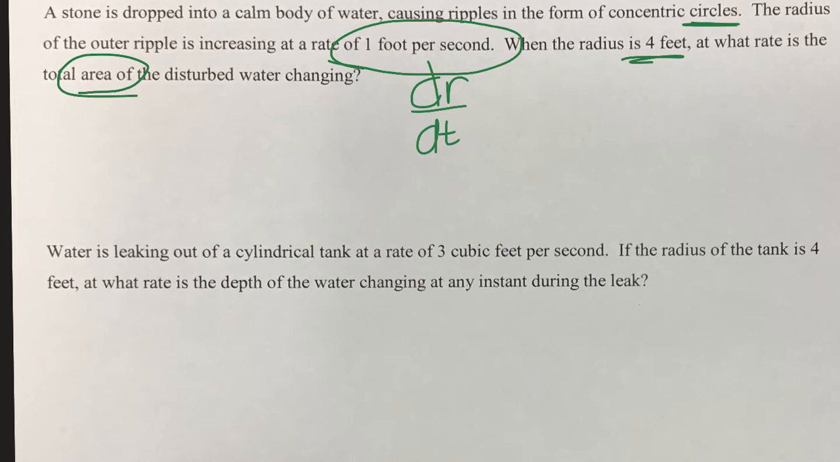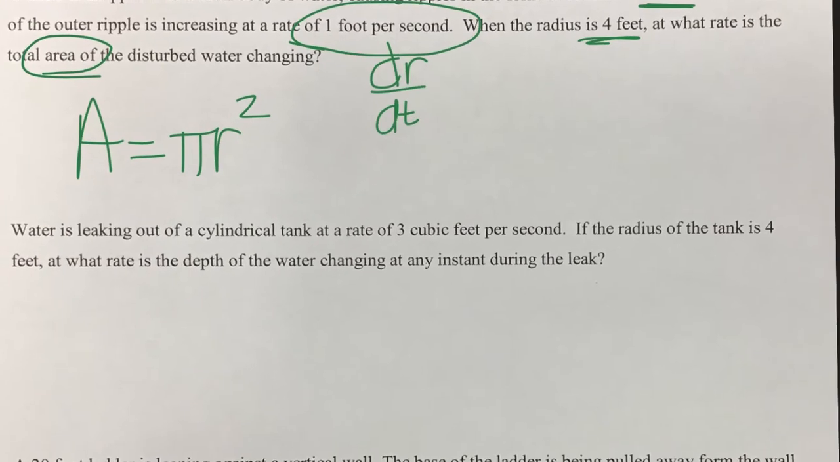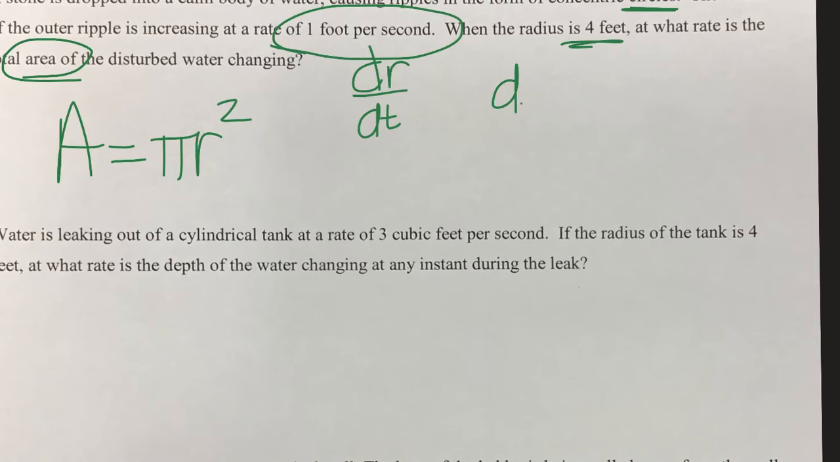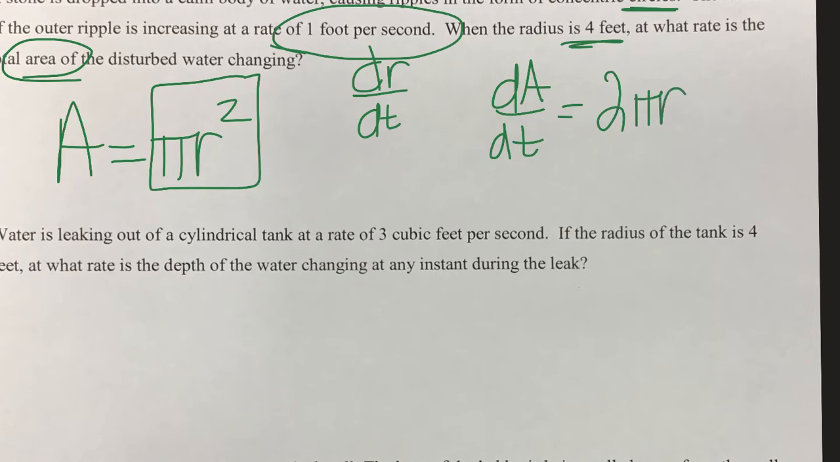So this is an area of a circle problem. Area equals pi r squared. That's where we start, with the formula for the area of a circle. Now let's take the derivative with respect to time. The derivative of area is dA over dt, the derivative of area with respect to time. We differentiate pi r squared, which becomes 2 pi r times dr dt. Every variable will get a rate.